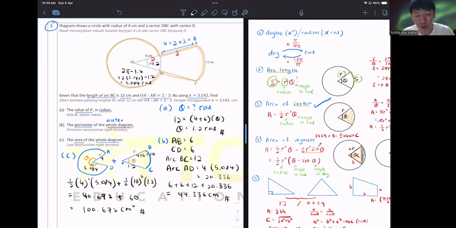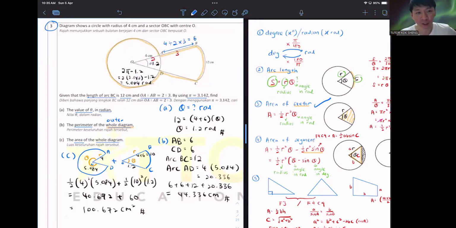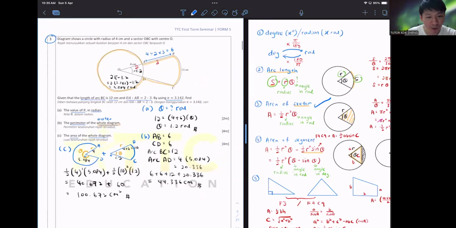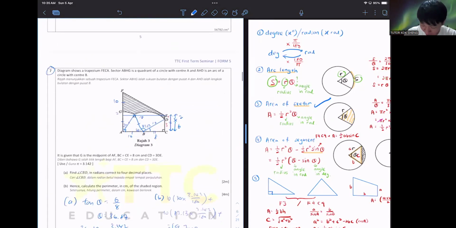If you want, you can screenshot the working. Now we upgrade. We go a little bit harder, okay? Number 7. Let's go. Okay, wait.